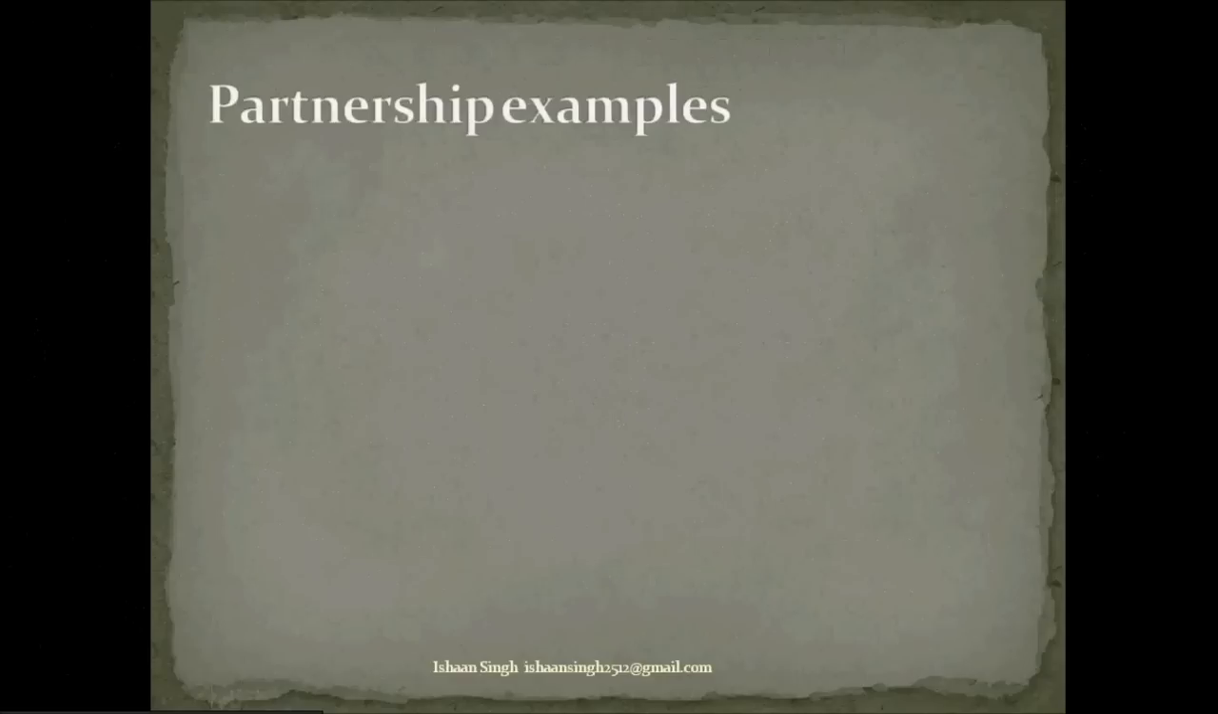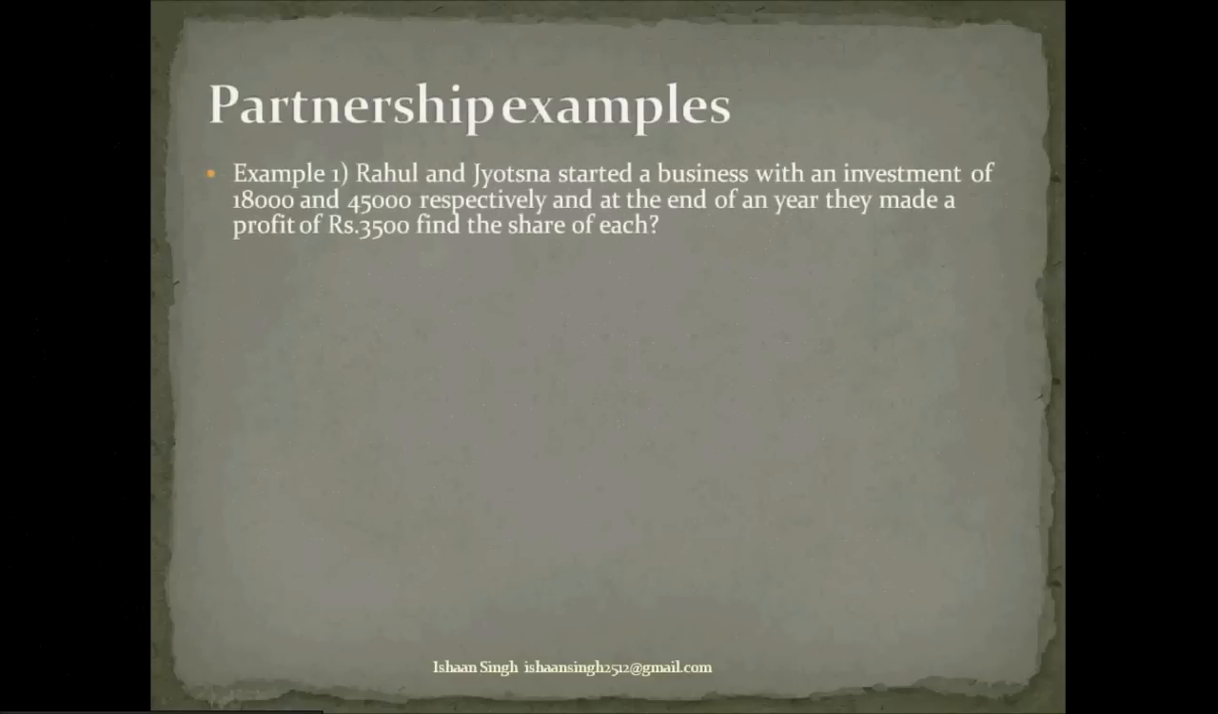Let us look at some examples to understand this concept. Suppose Rahul and Jyotsna started a business with an investment of 18,000 and 45,000 respectively, and at the end of a year they made a profit of 3,500. Find the share of each. As we can see, the investments of Rahul and Jyotsna are different, but they are both investing for the same time period. So the profit will be divided in the ratio of the investment.